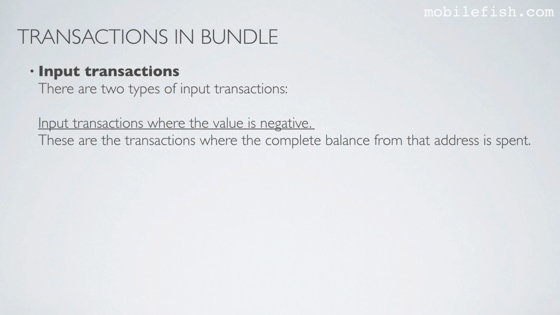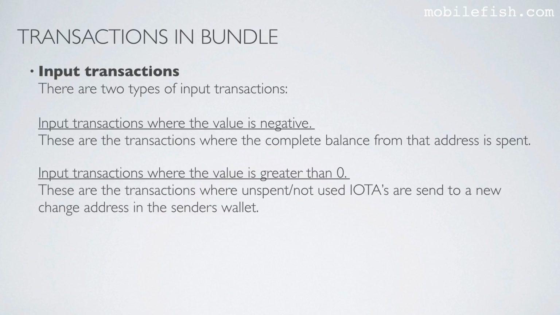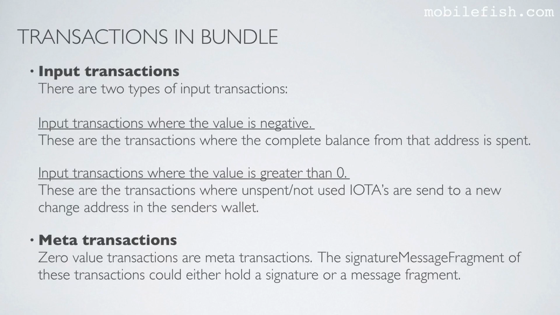Input transactions. There are 2 types of input transactions. Input transactions where the value is negative. These are the transactions where the complete balance from that address is spent. And input transactions where the value is greater than 0. These are the transactions where the unspent or not used IOTAs are sent to a new change address in the sender's wallet. And last, meta transactions. Zero value transactions are meta transactions. The signature message fragment of these transactions could either hold a signature or a message fragment.